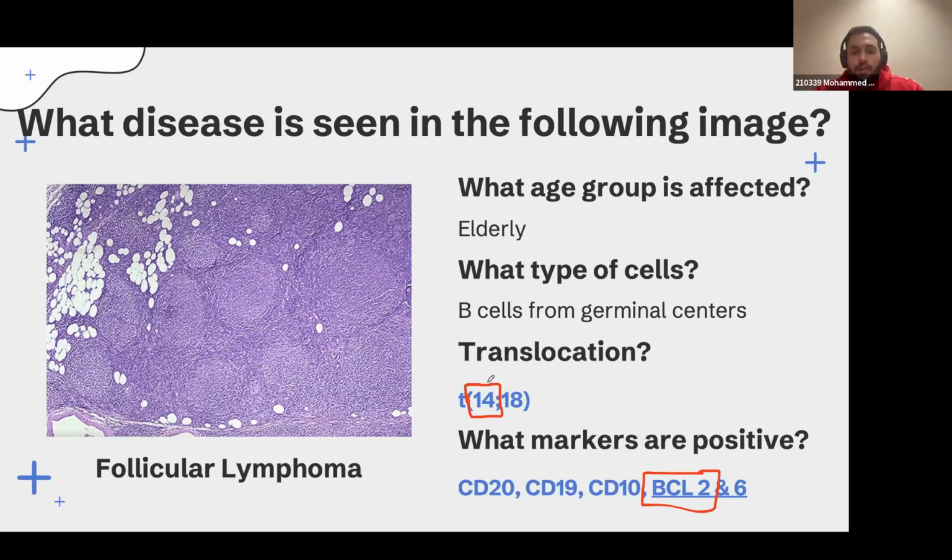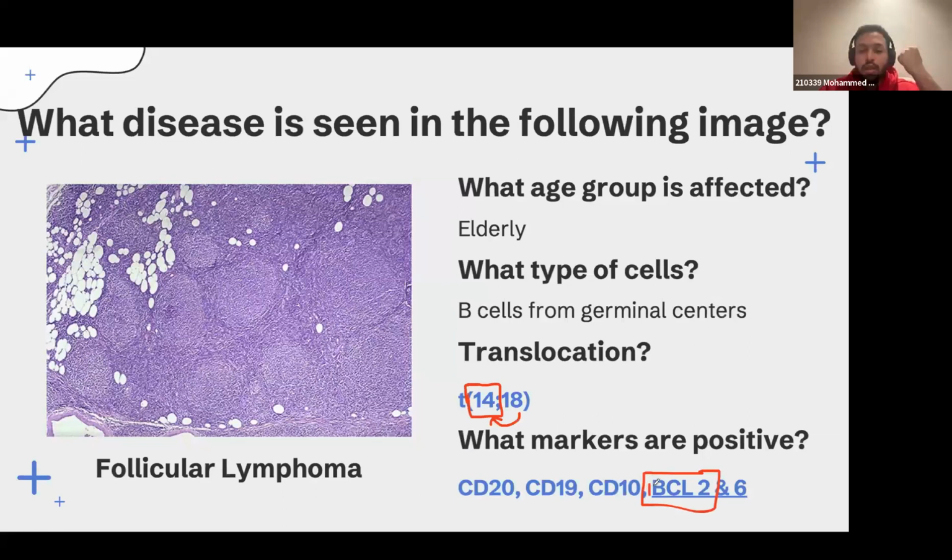Chromosome 14 has something called the Ig heavy chain. Okay, if you remember the immunoglobulin or the antibody, you'll have a heavy chain and a light chain. The heavy chain is always expressed. BCL2 is on chromosome 18. So when you have translocation to chromosome 14, it's going to cause it to become overexpressed. So BCL2 will be high.